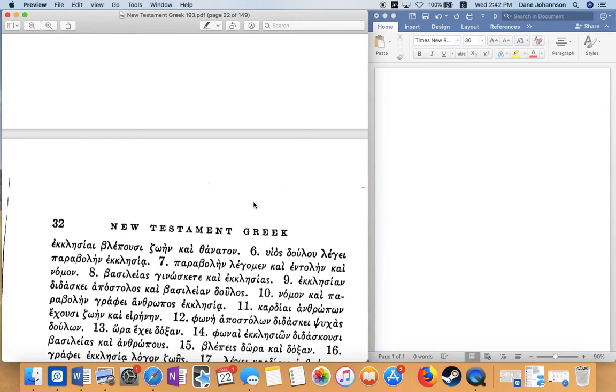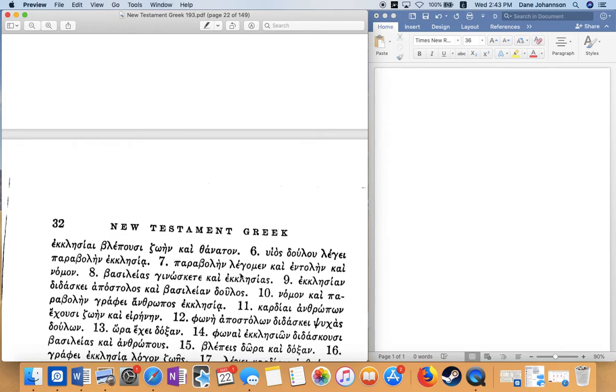Number six. Ios dulu legi paravolin ekklesia. Ios dulu legi paravolin ekklesia. So, a son of a servant. Ios dulu legi. This is what he does. And again, you see that personal ending there. Legi, he speaks or he says. Paravolin, a parable, an accusative. Ekklesia, to a church. You don't have the definite article before it, but it's in the dative here. You can see the telltale sign of a dative singular is that iota subscript. So paravolin ekklesia, a parable to a church. Ios dulo legi paravolin ekklesia.